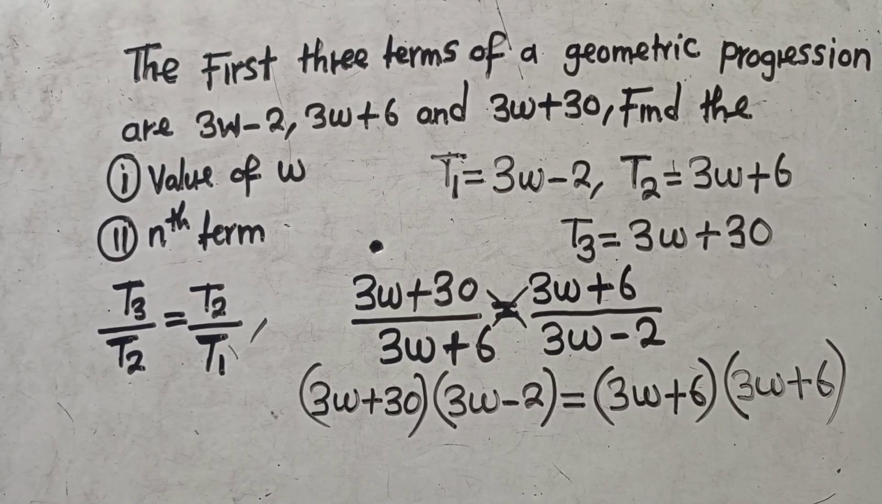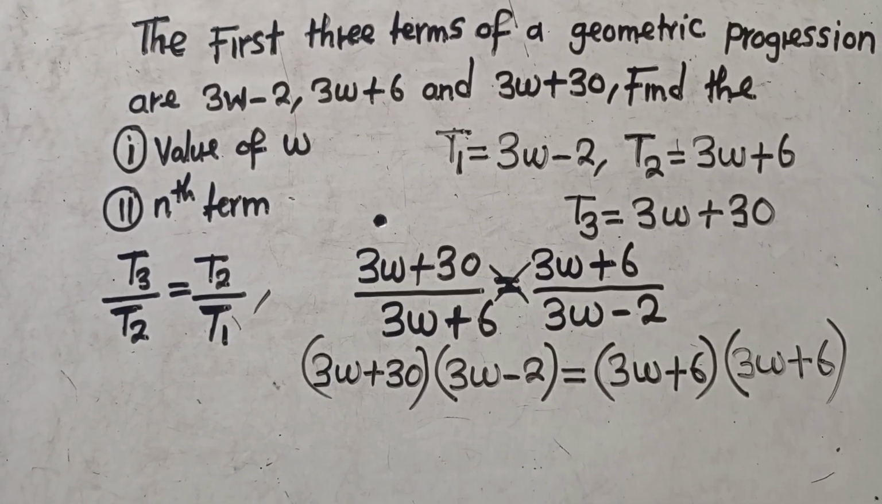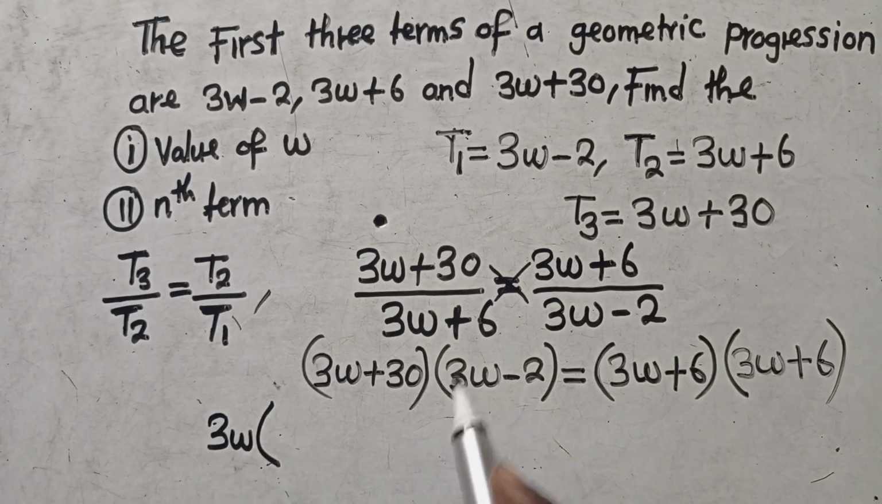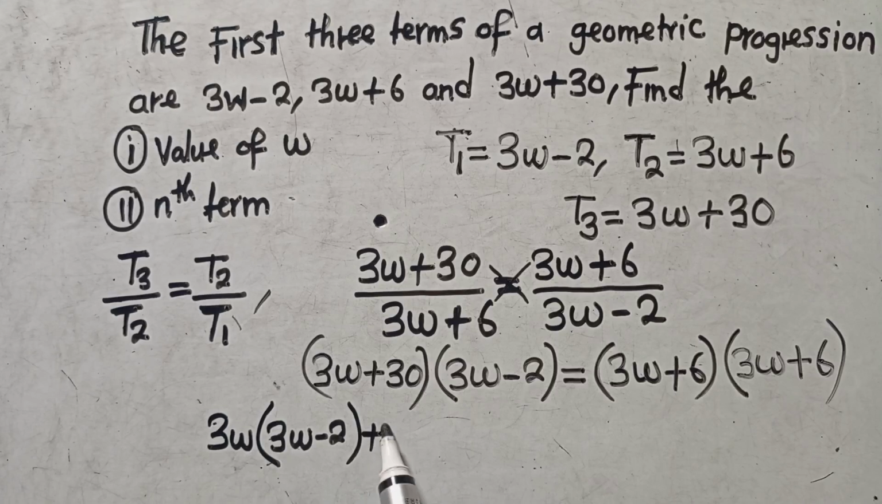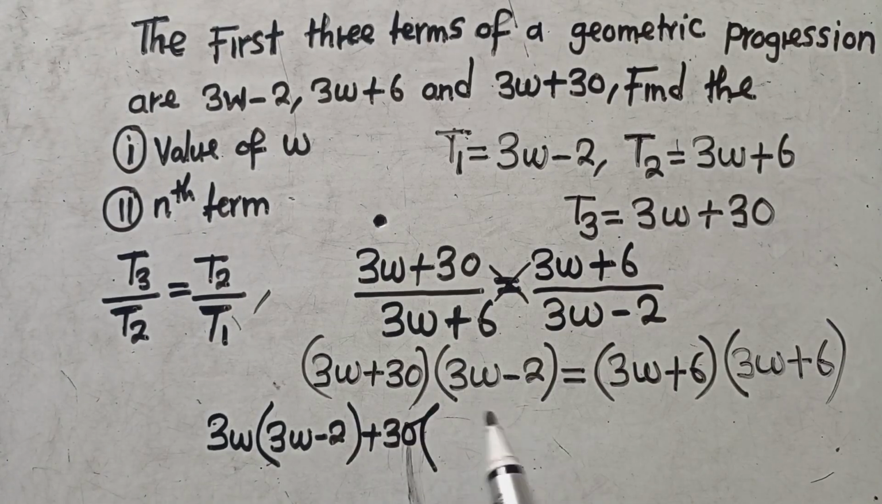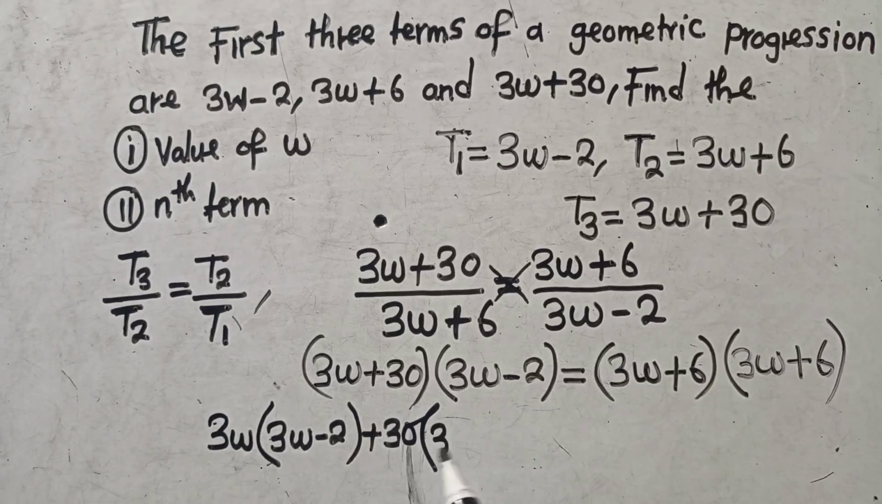How then do we expand? This has now become an equation, so it is just a matter of solving for w. It is an equation. How then do we work out such questions? You get this 3w, you multiply it with everything in this bracket. So you say 3w minus 2, then you say plus 30. You multiply it with everything in this bracket. We are using the same one.